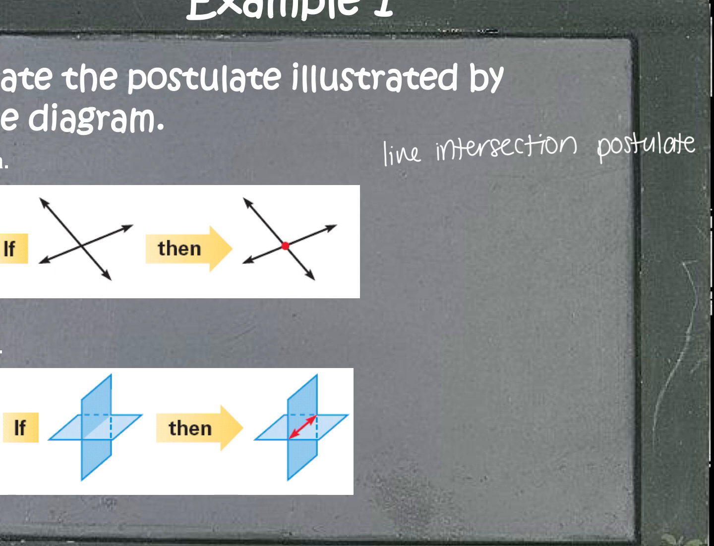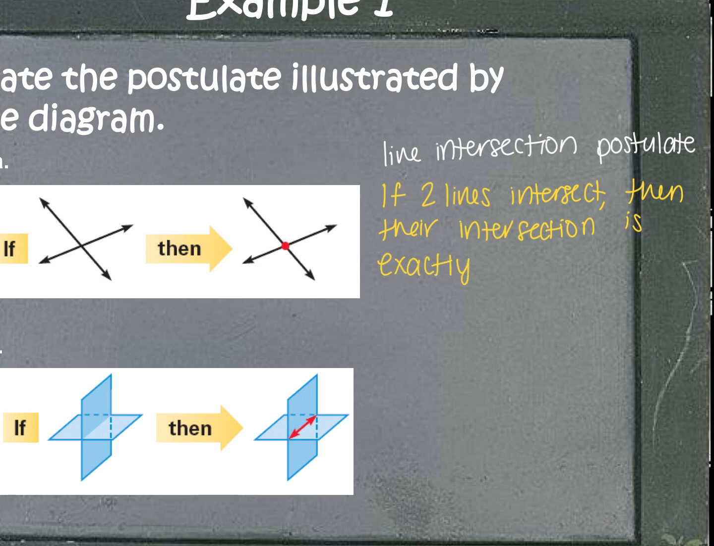I'm just going to go ahead and write the definition so you can see the difference between the two because they look similar. So this one is: if two lines intersect, then their intersection is exactly 1 point. Okay, that is the line intersection postulate.